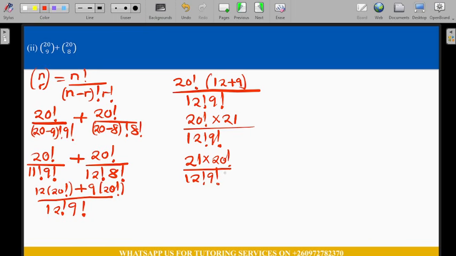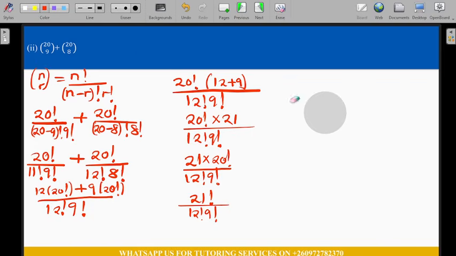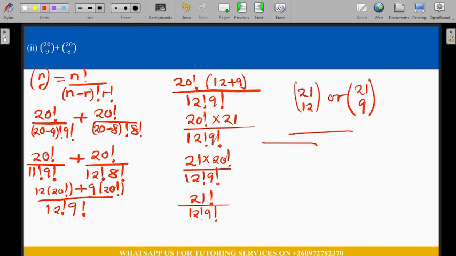So now here, 21 times 20 factorial. 20 factorial can be written as 20 times 19, and so on up to 1. So that is 21 factorial. It can just be written as 21 factorial over 12 factorial 9 factorial. So now we can conclude that the answer becomes 21 combine 12, or 21 combine 9. So that becomes the answer.